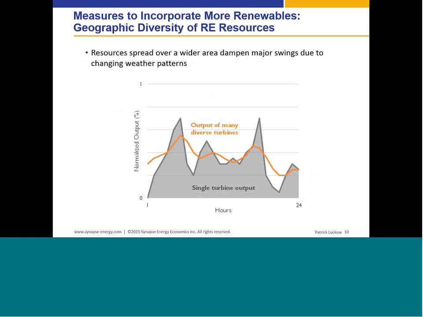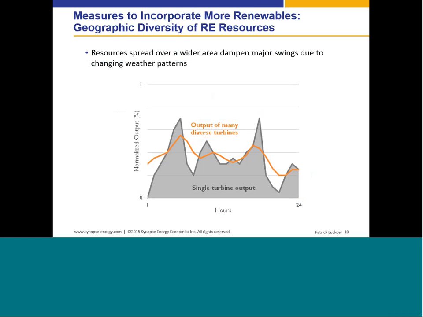What you see here is that the peaks are dampened a lot. The ramps required to balance the changes in those peaks are much softer and slower. So this just becomes a much simpler challenge for system operators to deal with when you don't have these big ups and downs.